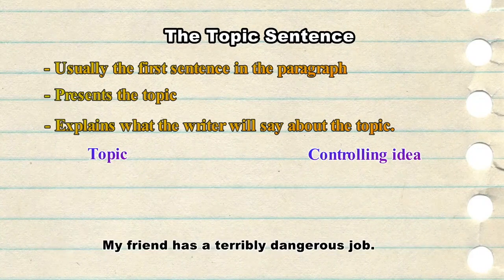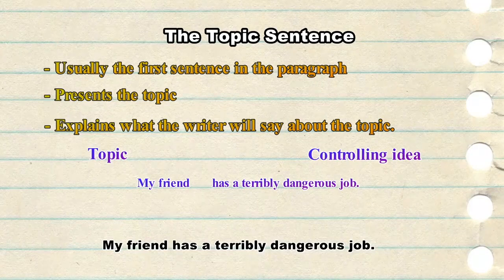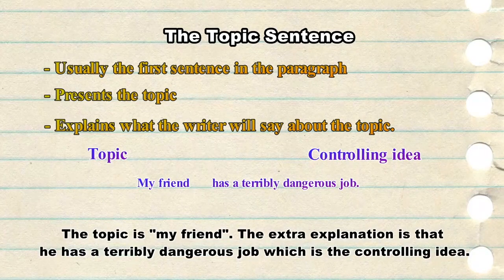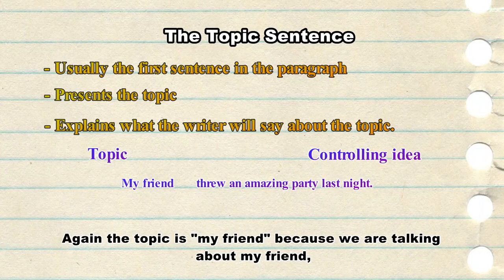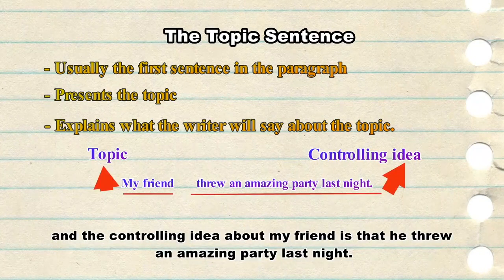Another example. My friend has a terribly dangerous job. Again, the topic is my friend. The extra explanation is that he has a terribly dangerous job, which is the controlling idea. Another example. My friend threw an amazing party last night. Again, the topic is my friend because we are talking about my friend. And the controlling idea about my friend is that he threw an amazing party last night.